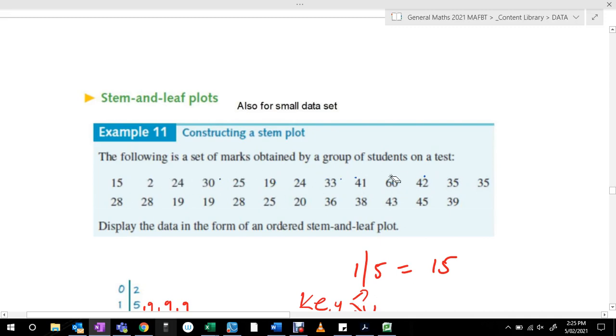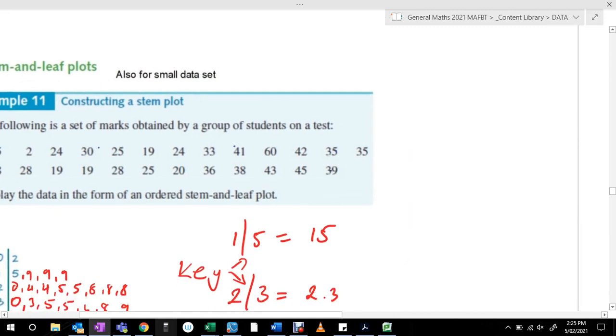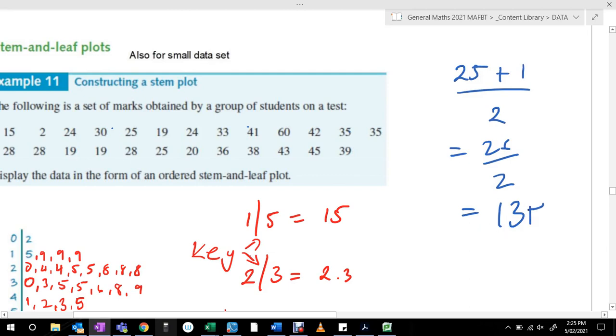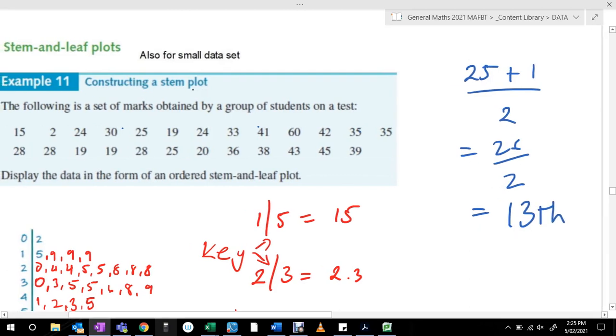Okay, but I want to figure out where's the middle. So if I want to find the location of the middle number, it's going to be 25 plus 1 divided by 2, which is 26 over 2. So the middle number is the 13th number. So if I count 1, 2, 3, 4, 5, 6, 7, 8, 9, 10, 11, 12, 13. Sorry, what was that? That's from lowest to highest. Only if it's from lowest to highest, yeah? So you have to put it in lowest to highest.